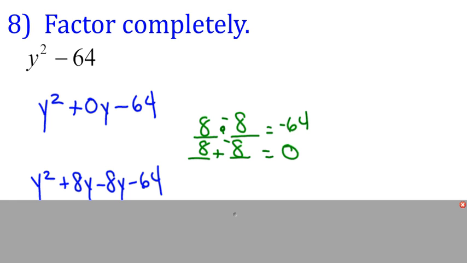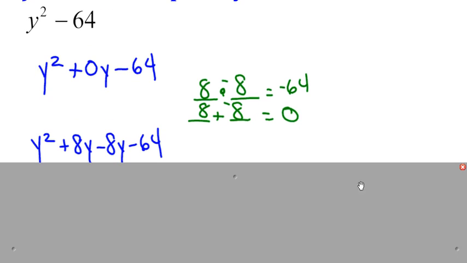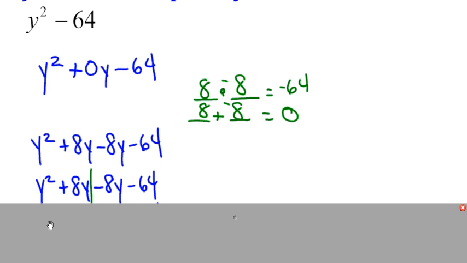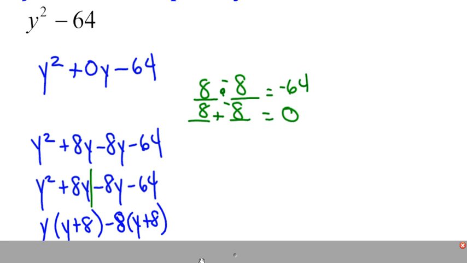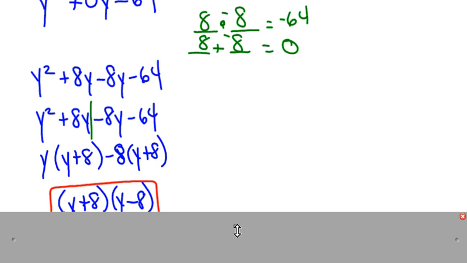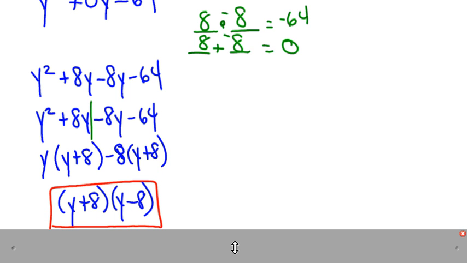With the 4 terms, again, we'd like to split it into pairs and divide out what they have in common. So the first pair we can divide out a y, the second pair we can divide out a negative 8. So we can see that y plus 8 is being multiplied by both y and a negative 8. Here our factored form has to be y plus 8 times y minus 8.